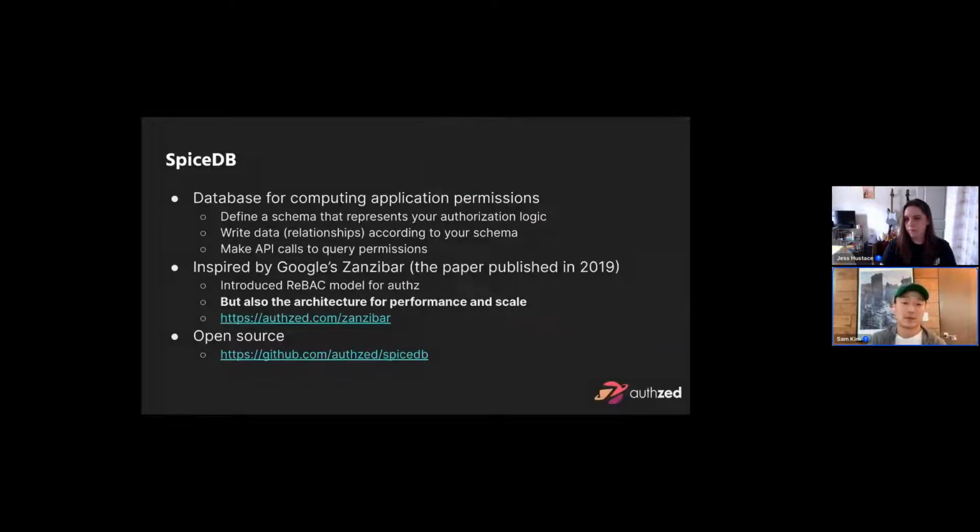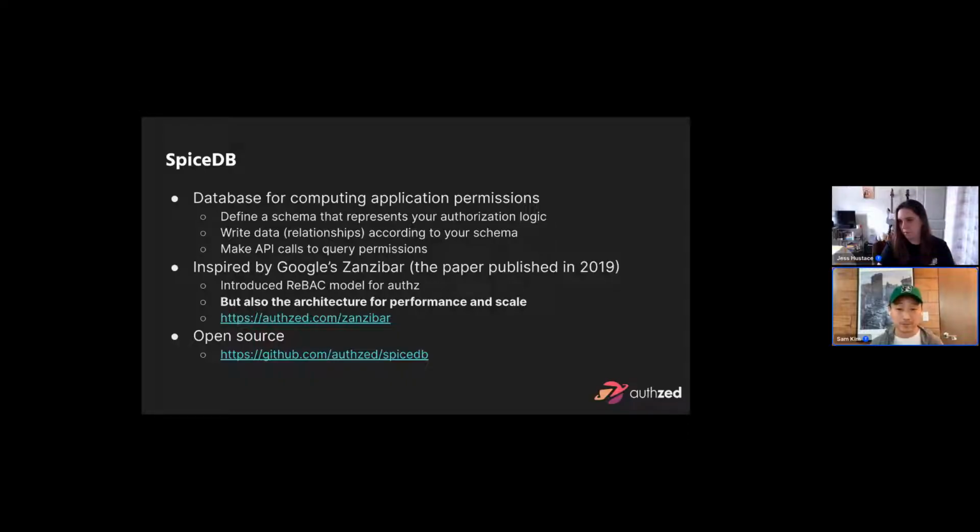So as we go into things to consider, I'm going to do a brief overview of SpiceDB. I'm sure if you're here looking to run SpiceDB in production, you are somewhat familiar with it. But SpiceDB is a database for computing application permissions. Like most databases, you have a schema, and in SpiceDB's case, the schema represents your particular authorization logic. We write data according to that schema. Those are relationships. And then we make API calls to query that data and to get authorization questions answered.